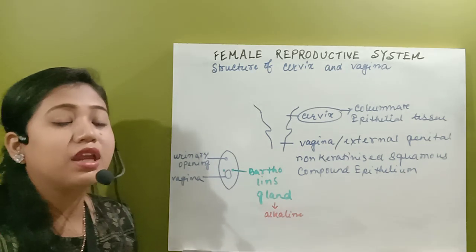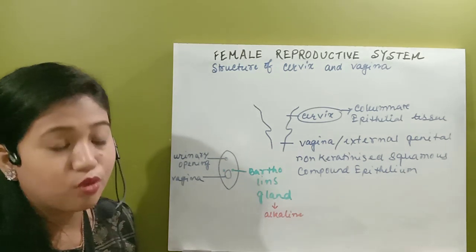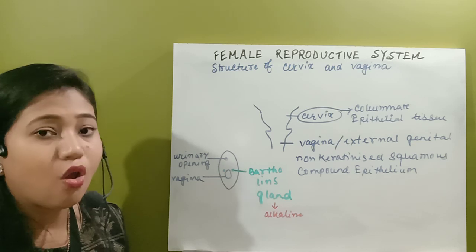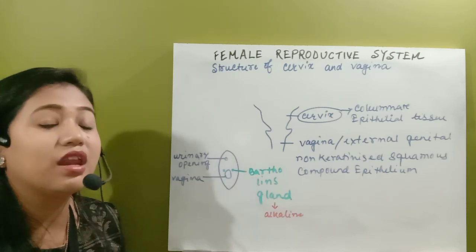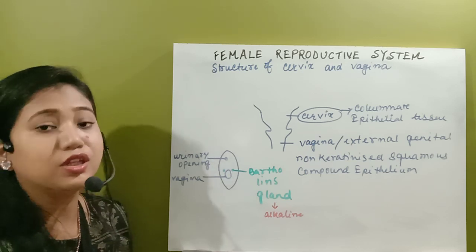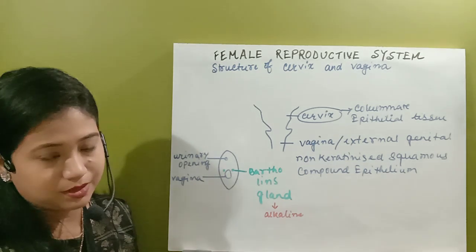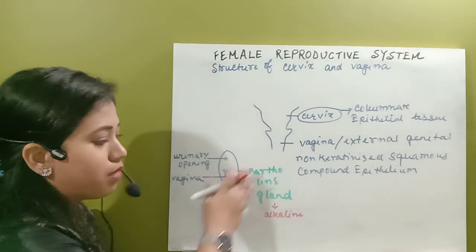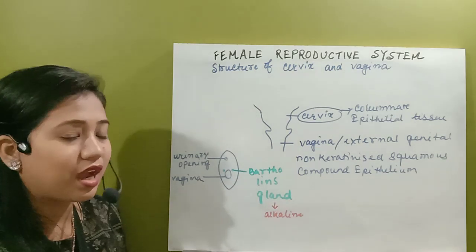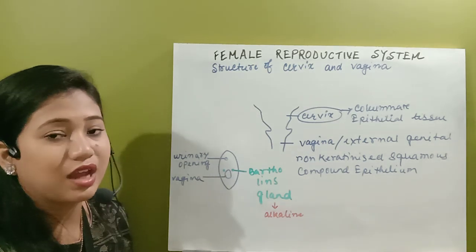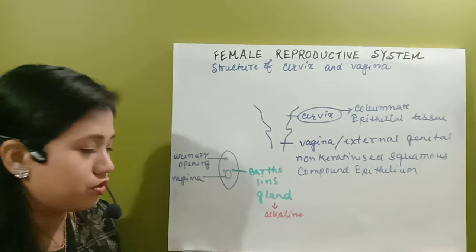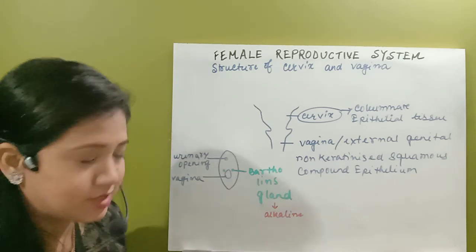As you can remember, in the male reproductive system also, the bulbourethral gland or Cowper's gland was releasing some alkaline secretion so that it can neutralize the acidity of the urine. So here Bartholin's gland will release the same kind of liquid that is alkaline in nature so that it can neutralize the acidity of the urine in the female reproductive system.